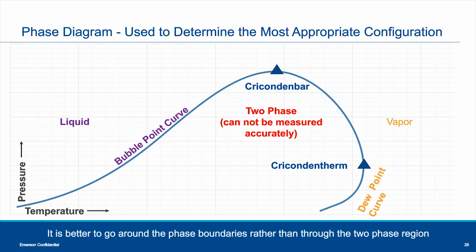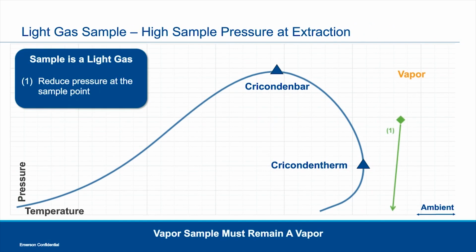Now, for simplicity, for the 4 types of light gases, heavy gases, light liquids, and heavy liquids, I've kept the same curve. In real life, obviously, they would all be different. So here's an example of a light gas. If you're in this particular situation, it's actually one of the easiest sample systems to design for. In this case, you're vapor, you're not particularly close to the curve, and so you can just strictly do pressure reduction and not have to worry about hydrocarbon dropout.